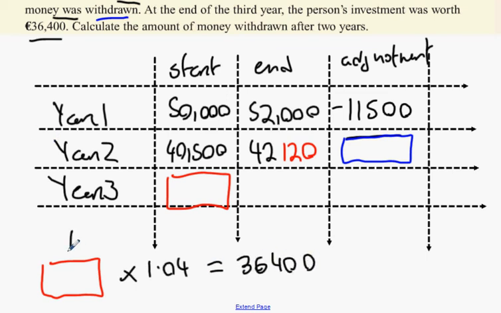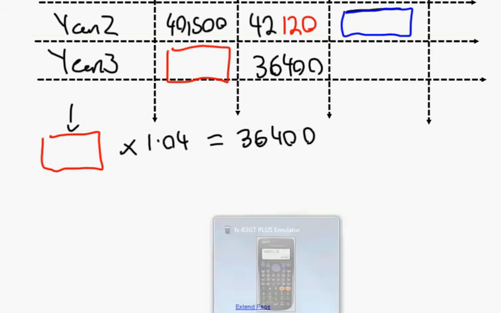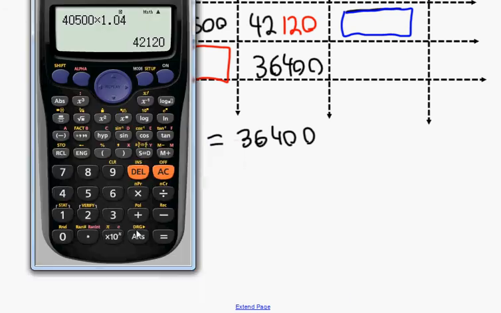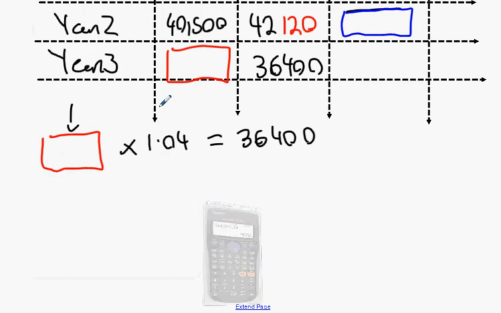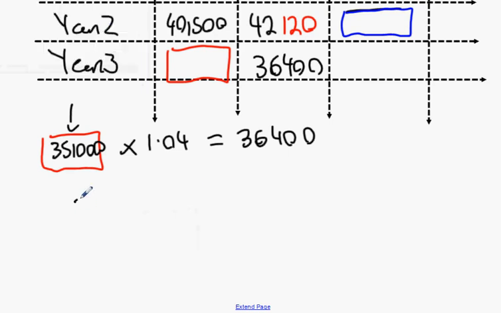Our job is to find out what we started off the year with to give us 36,400 after we added 4% onto it. So what do you think you do? How do you find out what number was in the red box? Divide it by the 1.04, and what do you get? 35G, okay? So 35 grand. 35 big ones. No, that is not 351,000. It's 35,000 with a rather long comma. Okay?